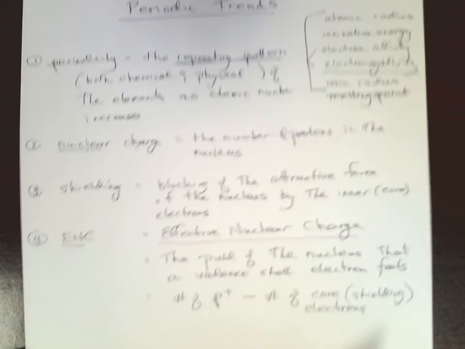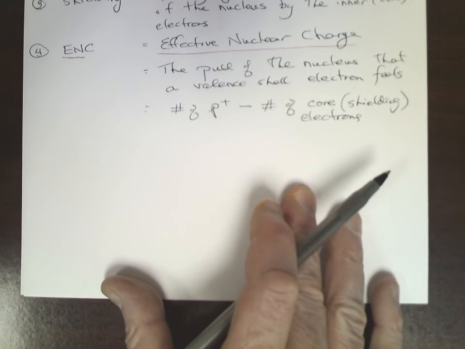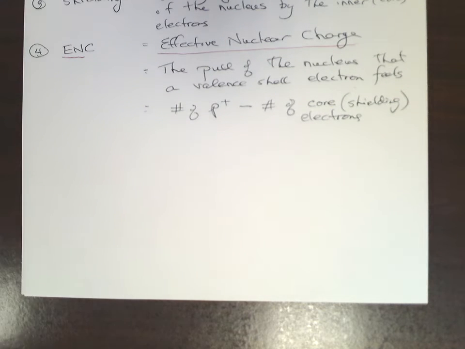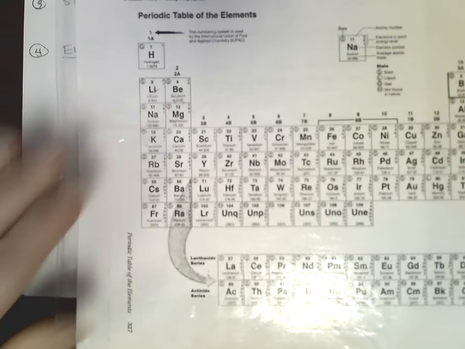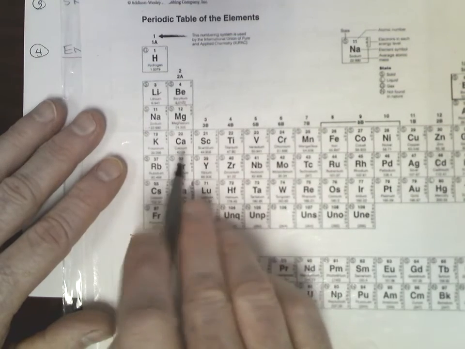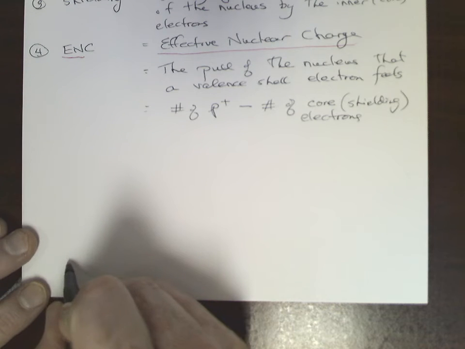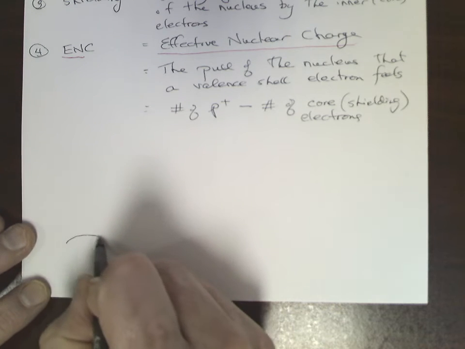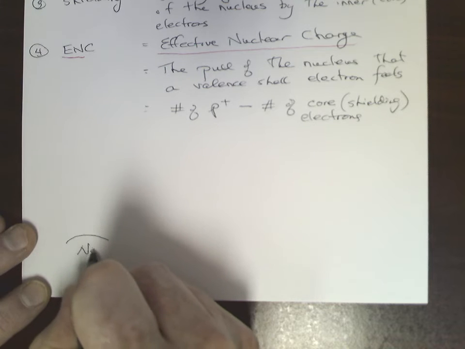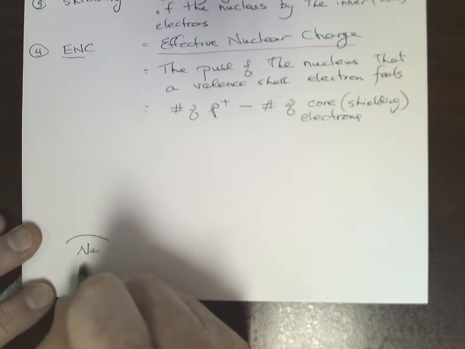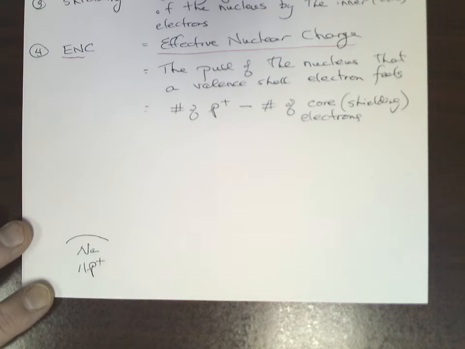So let's do a simple calculation, if we can. Let's see, just grabbing the periodic table. So let's start and calculate effective nuclear charge for sodium. Sodium is element number 11. So here we go. Here's sodium, and I'm going to draw its nucleus. The nucleus of sodium has 11 protons in the nucleus.